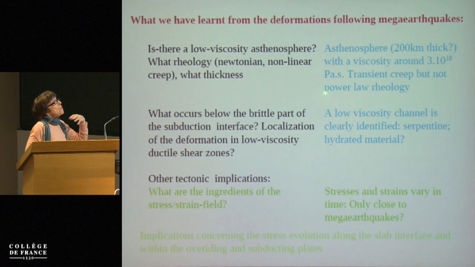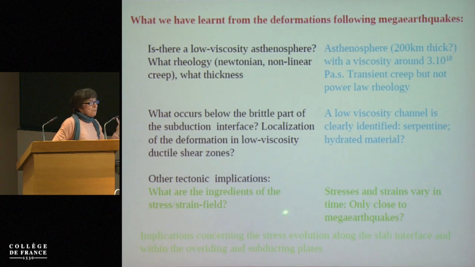And when you have a mixture of materials of different viscosities, you expect to have transient creep, and the first viscosity that you see on a short-term time scale will be the lower viscosity, in fact. And also, the lower part of the subduction interface really seems to deform easily, to have a low viscosity. And there are numerous other implications to this type of study, more tectonic implications.